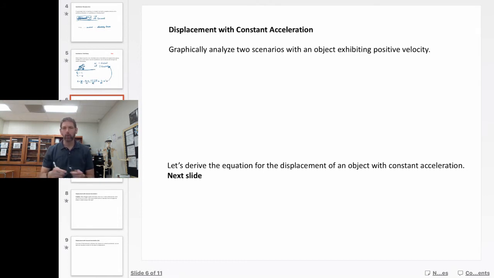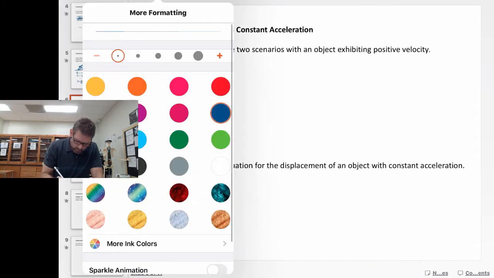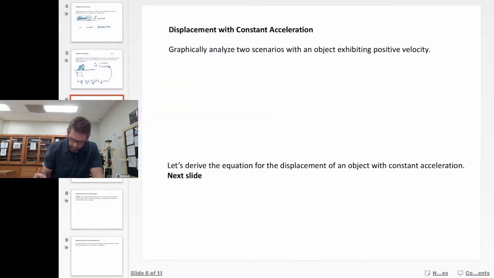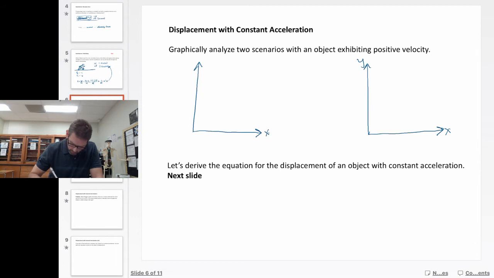Why are we writing this here? Why are we writing that variable there? Okay, so with that, let's take a look at what we've got. Let's graphically analyze two scenarios with an object exhibiting positive velocity. All right, so that means we're going to need a graph. I always go back to the blue. So we'll have a graph here, and we're going to need two situations, so let's go ahead and draw our two graphs.